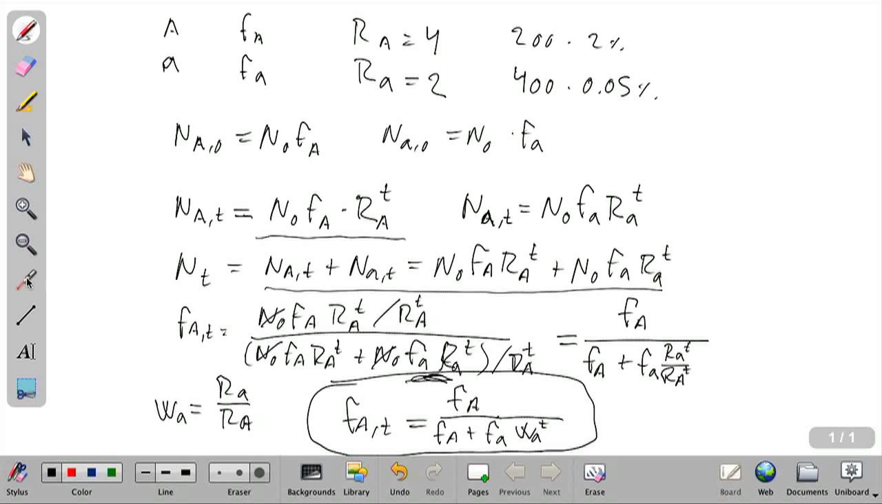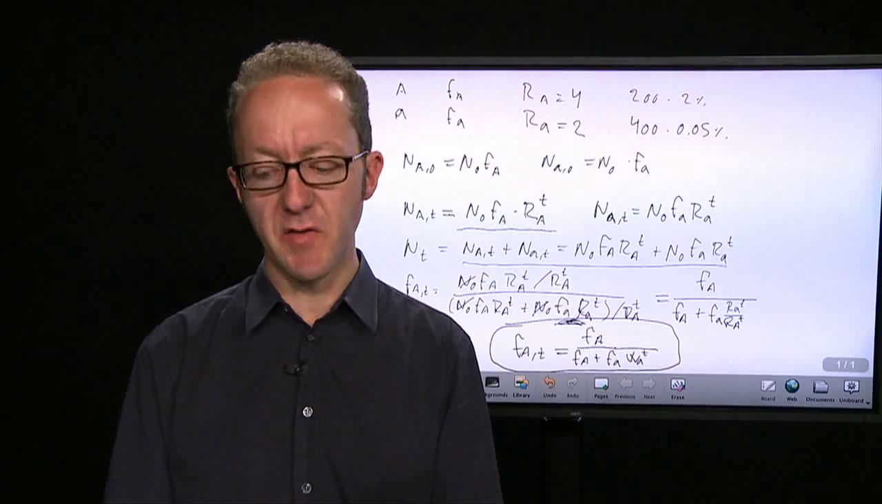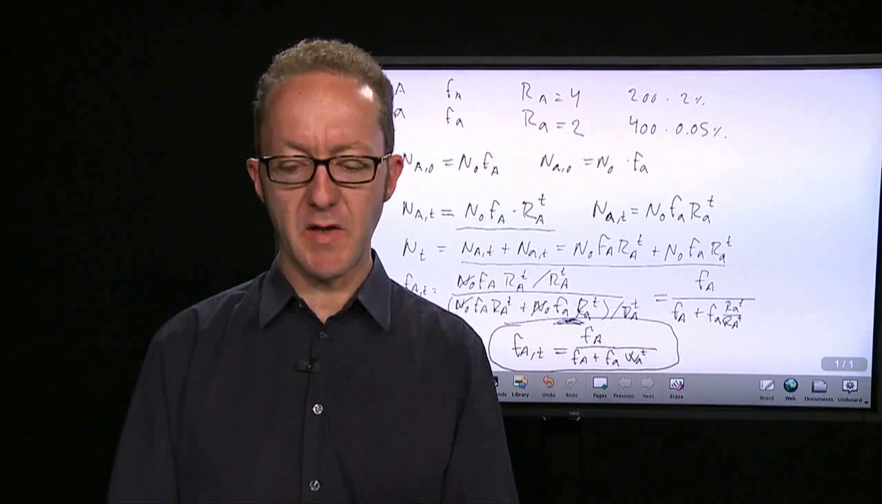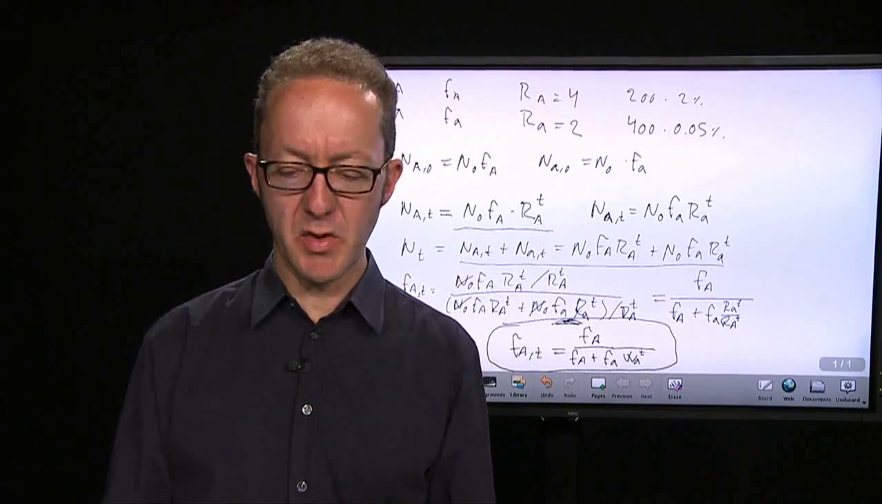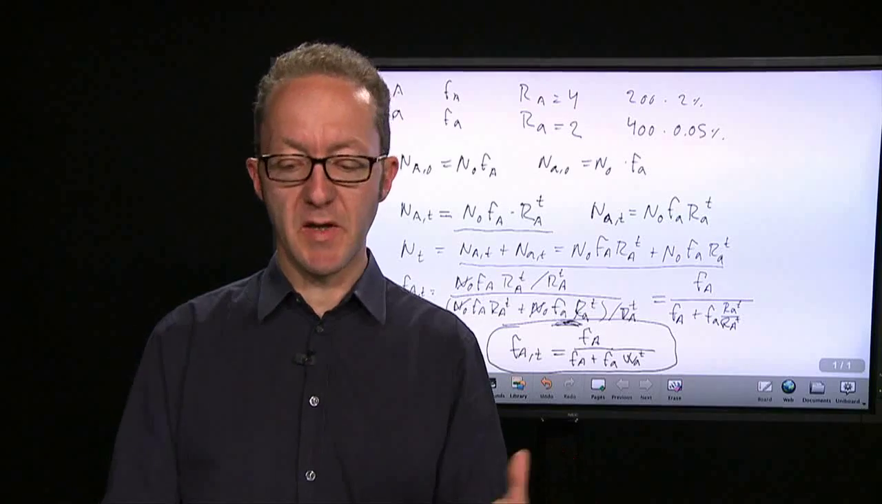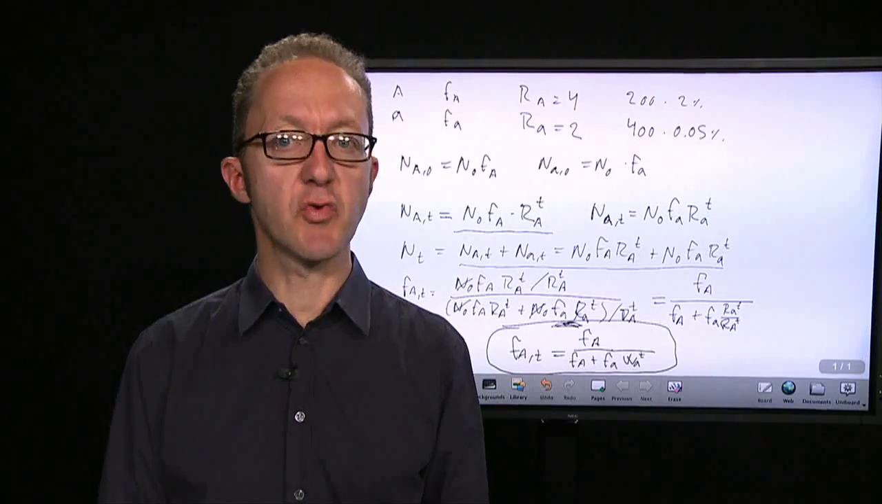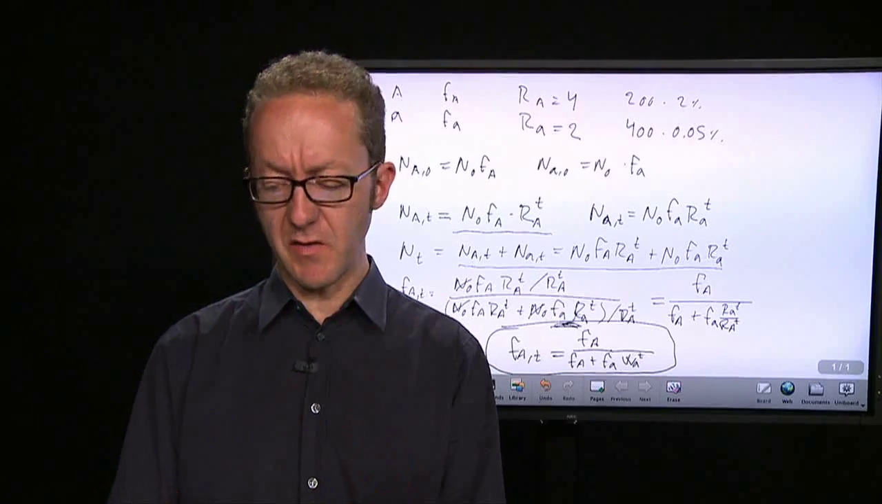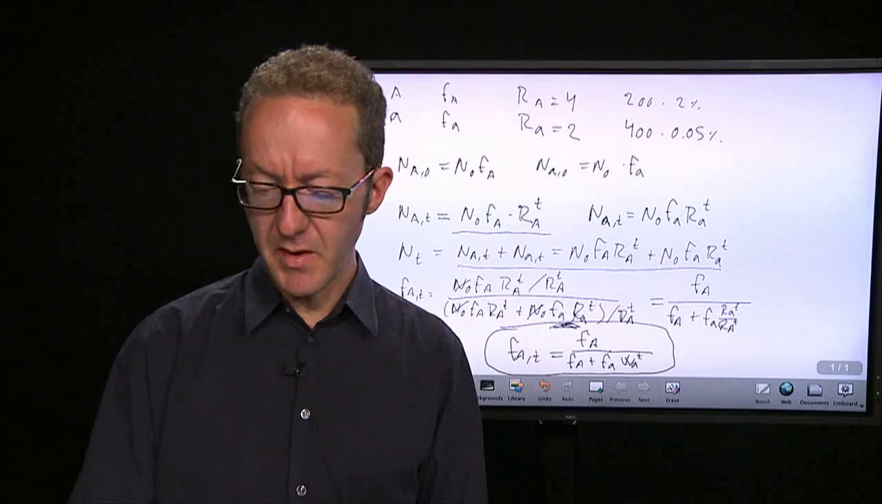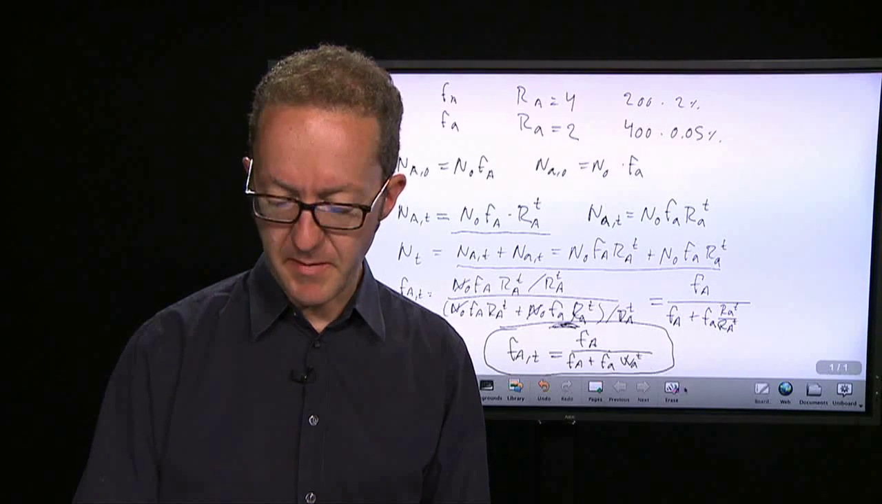This is an important result. I mean, this is a fairly simple model, but nevertheless, it shows us something interesting. It shows us that the absolute fitnesses don't actually matter for how these frequencies change. All that matters is their relative value. So it doesn't matter if uppercase A has 4 and lowercase a has 2, or if uppercase A has 10 and lowercase a has 5, or even if uppercase A has 0.5 and lowercase a has 0.25, meaning that the populations are declining in size. In all of these cases, because the relative fitness is the same, the frequencies will change in the same manner.